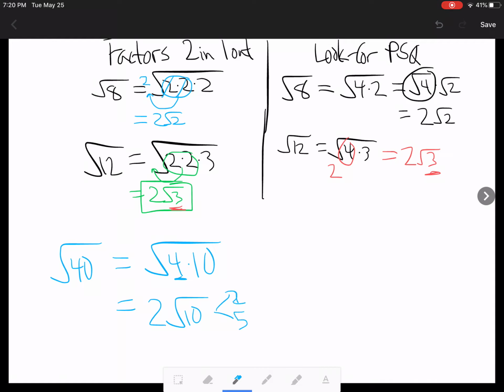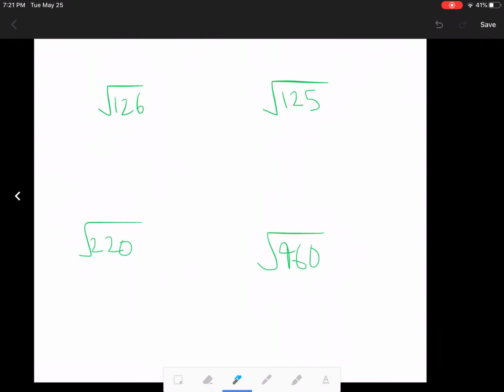These are not repeating factors, and those are also prime numbers. We can't break them down any further. So this is what's telling us that we're done. There's nothing that's being repeated here. So now let's look at some harder examples.